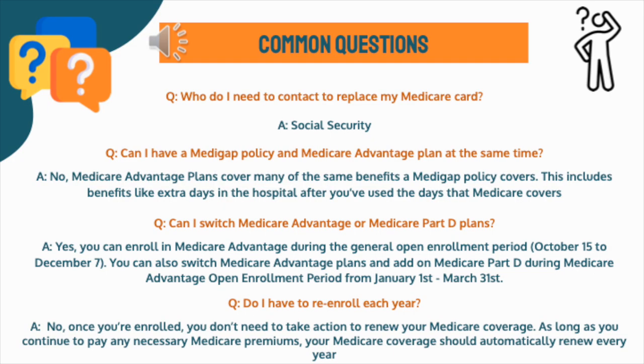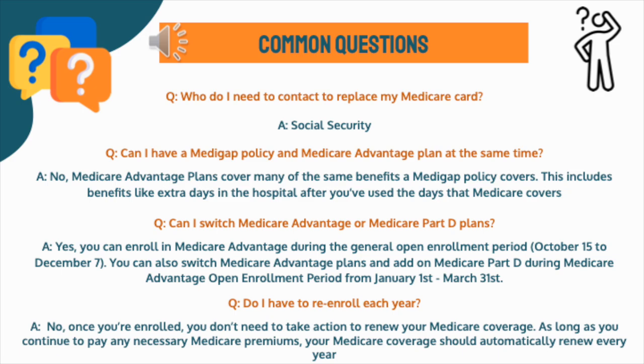Next, I'd like to address some common questions that beneficiaries may have. Who do I need to contact to replace my Medicare card? If lost or stolen, you should contact Social Security via telephone, email, letter, or by visiting a Social Security office. Can I have a Medigap policy and Medicare Advantage plan at the same time? The answer is no. Medicare Advantage plans cover many of the same benefits as the Medigap policy does. This includes benefits like extra days in the hospital after you've used the days allotted by Medicare.